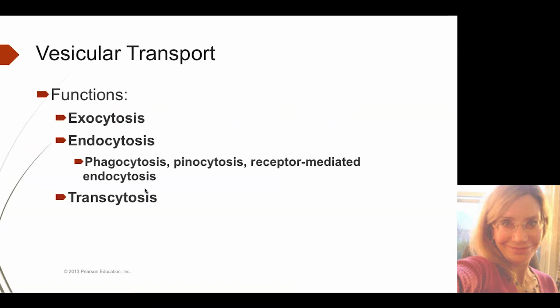And the functions for vesicular transport, and you may have heard of these before: exocytosis, endocytosis. Remember, exocytosis is the cell spitting things out, removing things from the cell. Endocytosis is when the cell takes substances in, and this includes phagocytosis, pinocytosis, and a very specific type called receptor-mediated endocytosis. Also, there's something called transcytosis, where a substance will be packaged in a little vesicle and move across from one side of the cell to the other.